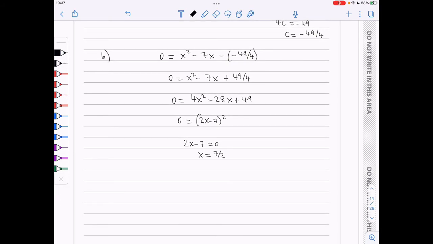We are not done. We need to find the y value as well. So I'm going to use that y is 4x plus c. Put this on the calculator. We get 7 over 4. And therefore the coordinates of that single point that they meet is 7 over 2, 7 over 4.